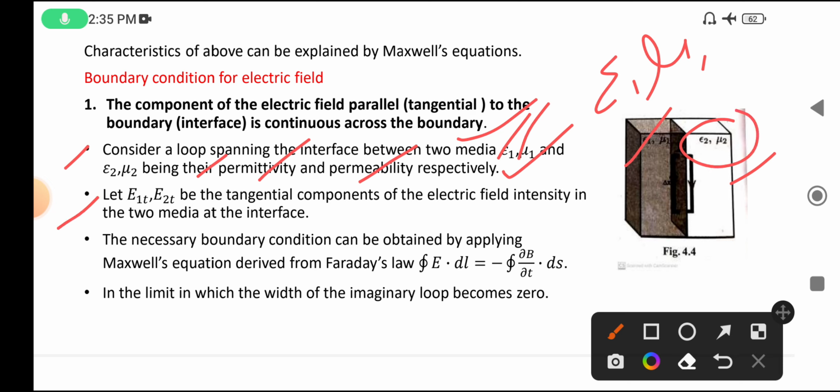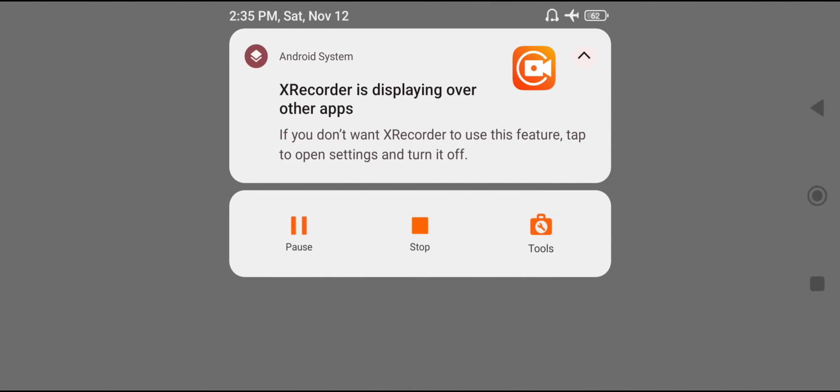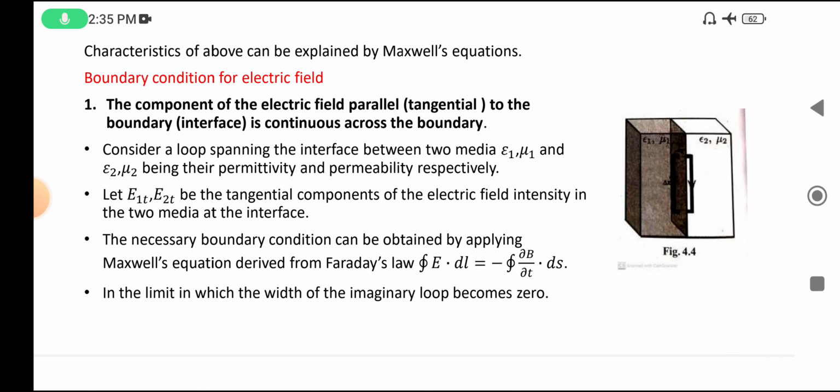Let E1t and E2t be the tangential components of the electric field intensity in the two media at the interface. E1t and E2t are the two tangential components. Tangential component means, let the electric field be coming like this. The boundary forms here only, because it is one object and it is another object. These two objects are joined at this point only, so that is why it is called the boundary.